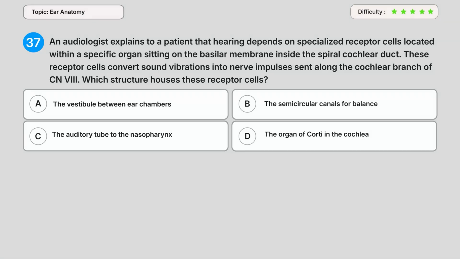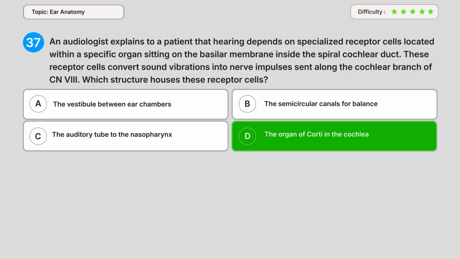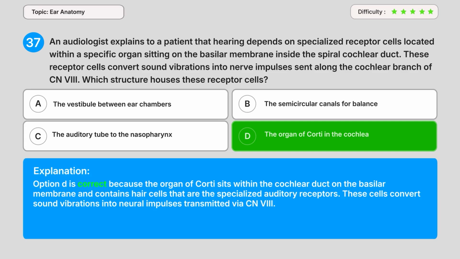Correct answer, D. The organ of Corti in the cochlea. Explanation. Option D is correct because the organ of Corti sits within the cochlear duct on the basilar membrane and contains hair cells that are the specialized auditory receptors. These cells convert sound vibrations into neural impulses transmitted via cranial nerve 8.